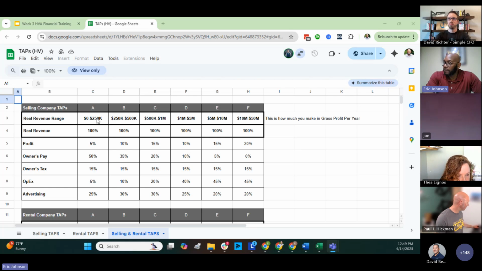Column A is going to be for revenue ranges 0 to a quarter million. Column B is going to be from $250,000 to $500,000, and you can see how that goes up the chain. Your allocations are going to be based on real revenue, not gross proceeds. So we need to know that real revenue number, or the actual profit gain that you typically get from your activity. And these percentages down here, we call these TAPs, the target allocation percentages. This is where we want you to end up. This is not your starting point.